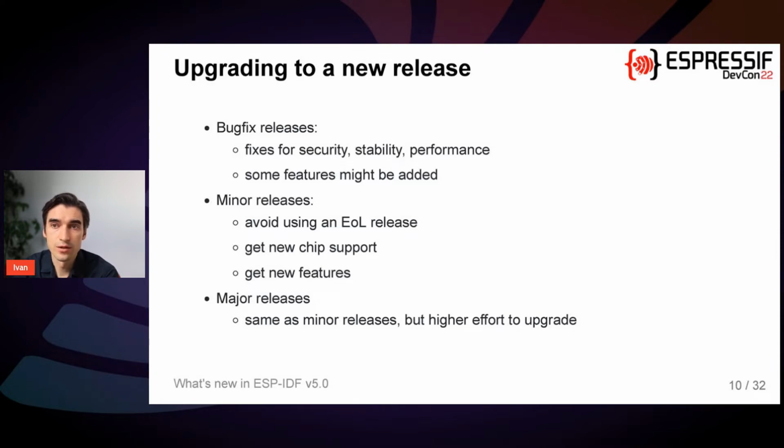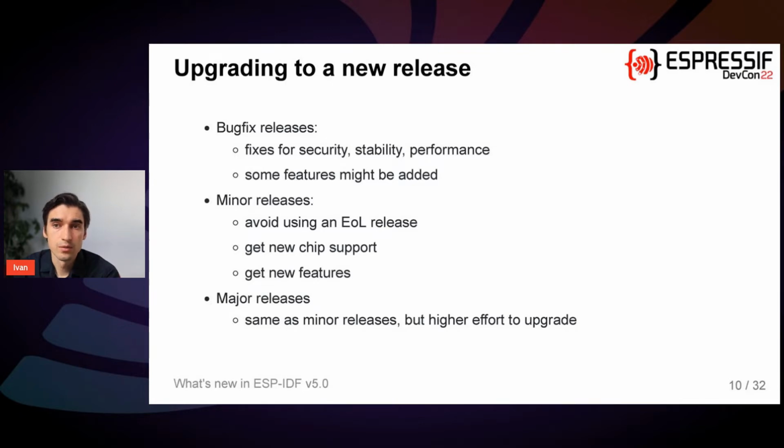The reasons to upgrade to a minor release typically are to get new chip support, to get new features introduced in this release, and to avoid using an end-of-life release. So for example, if you're on a branch that is already in the maintenance period, you may want to upgrade to the branch which is in the service period to avoid using an end-of-life release. And that would mean upgrading to one of the next minor releases.